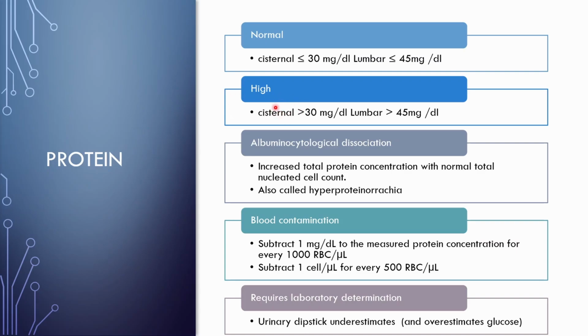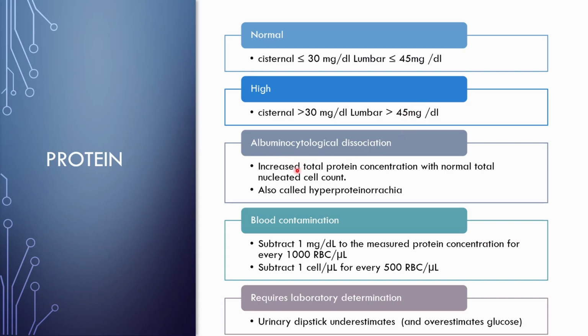So a high protein would be greater than 30 milligrams per deciliter for the cisternal and 45 for the lumbar, as the lumbar tends to have a higher protein because of stagnation of CSF flow. It's slower down in that region. It's flowed all the way down, and so it tends to pick up more protein.